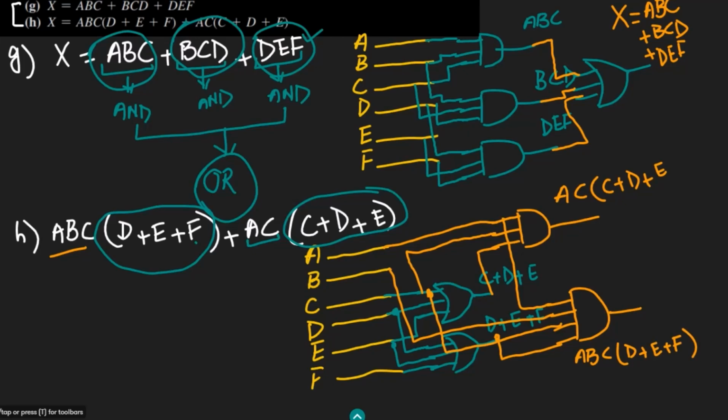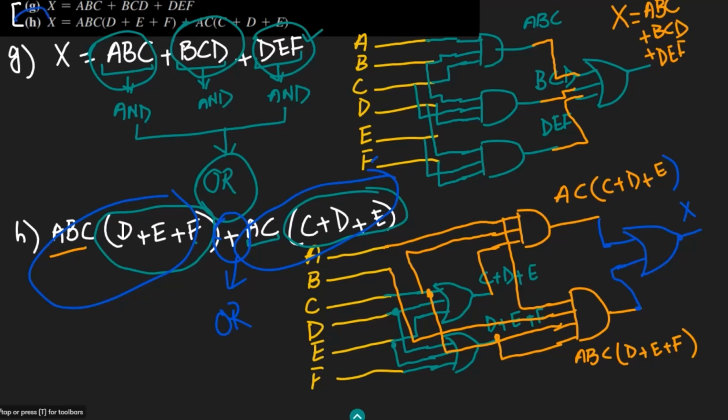These are the outputs, and at the end these are combined together by using this OR gate. We can see that this one and this block are combined together by this OR gate. So this is the OR gate, and the output of it will be X. It has 2 inputs, one is this, the other one is this one. That is the output of this circuit. So X will be the combination of AC times C plus D plus E, and ABC times D plus E plus F, and this is the same thing which we have in part H. So that is the hardware implementation of part H.